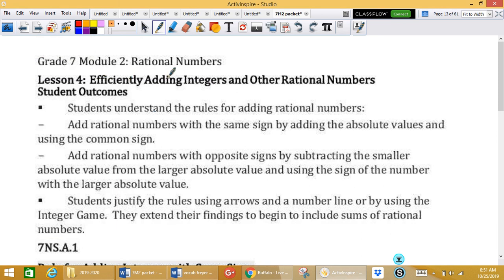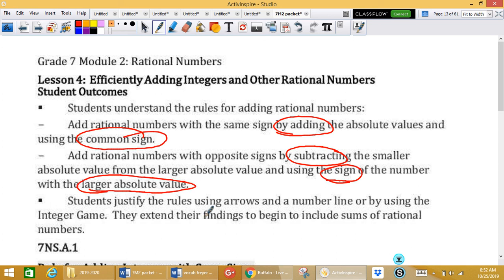Lesson 4, efficiently adding integers and other rational numbers. Students understand the rules for adding rational numbers. Add rational numbers with the same sign by adding the absolute values and using the common sign. Add rational numbers with opposite signs by subtracting the smaller absolute value from the larger absolute value and using the sign of the larger absolute value.